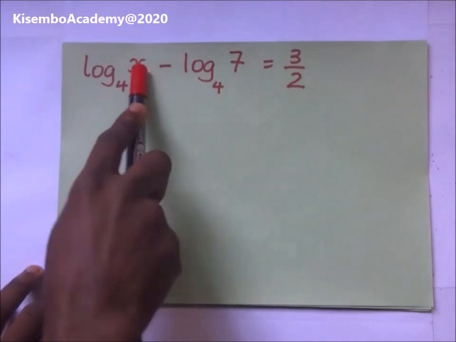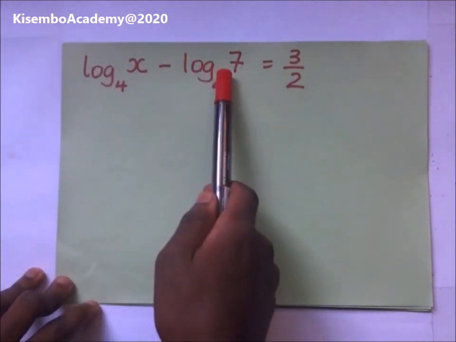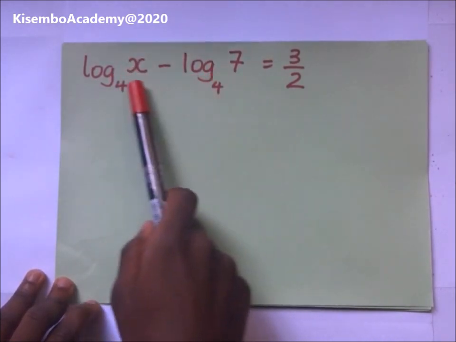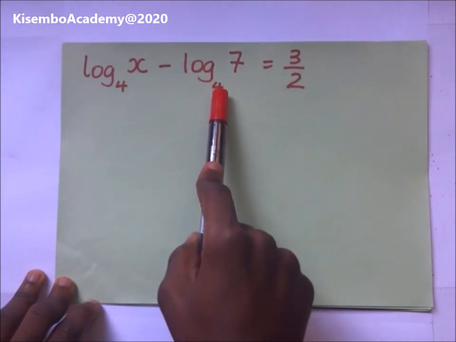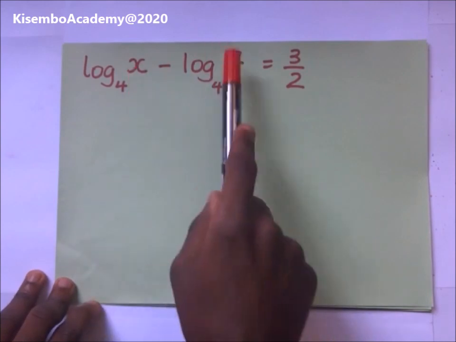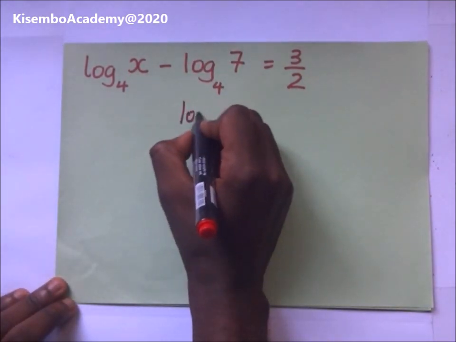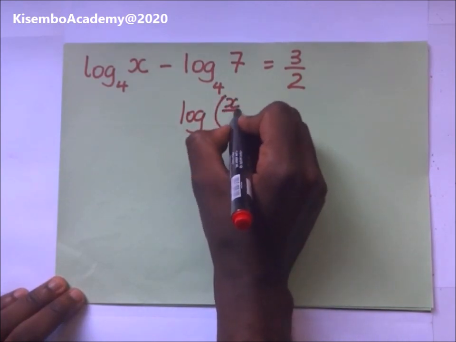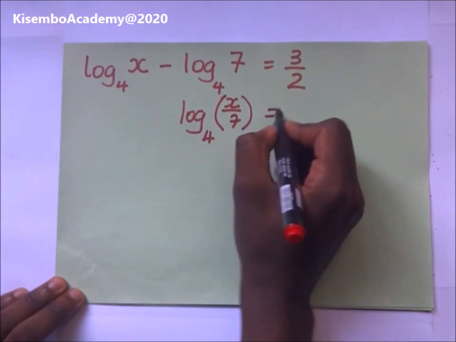Here we are required to find the value of x. So, using the property of subtraction of logarithms, we know that this logarithm is to base 4, and this logarithm is to base 4. And since it is subtraction of logarithms, it means it's going to be x divided by 7. So we maintain the base, it will become log to base 4 of x divided by 7 is going to give us 3 over 2.